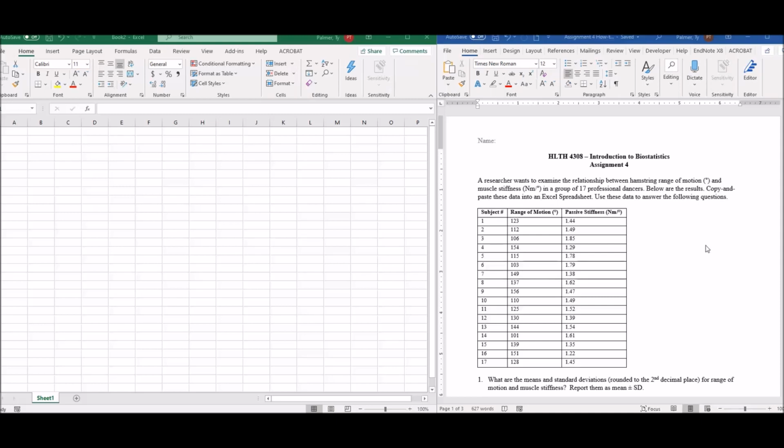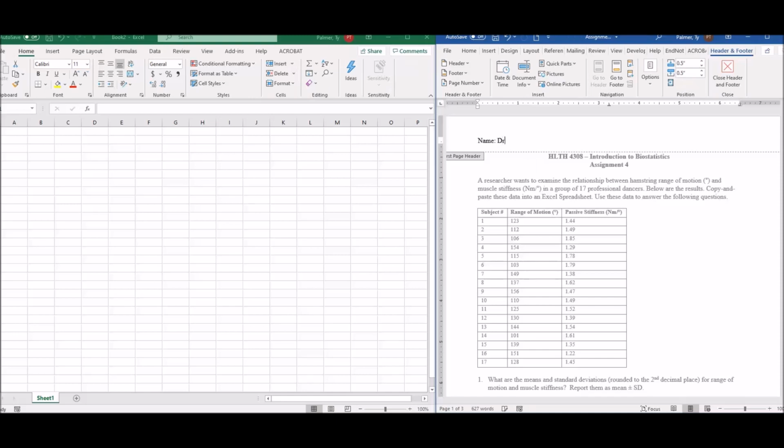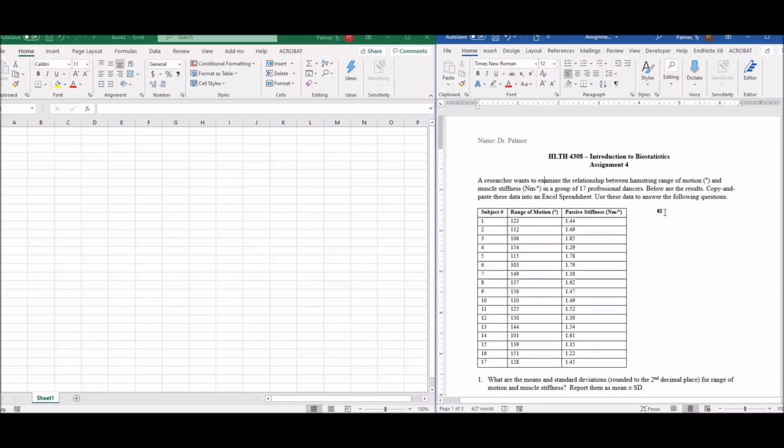Okay, let's continue here. It says here at the top, a researcher wants to examine the relationship between these two variables in a group of 17 professional dancers. Below are the results. Copy and paste these data into an Excel spreadsheet. Use these data to answer the following questions. So the first thing it says is we need to copy and paste these data into an Excel spreadsheet. And before I forget, and remember you need to do this too, don't forget to type in your name at the top left corner of the page.